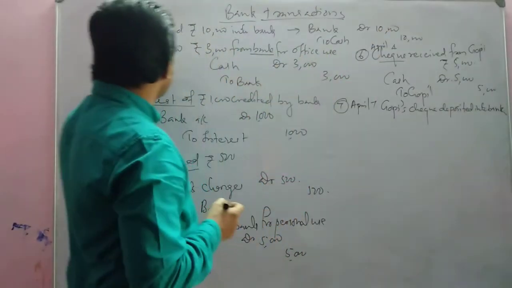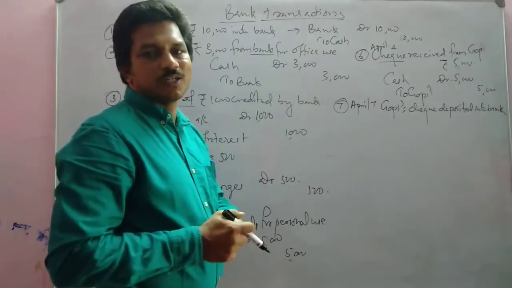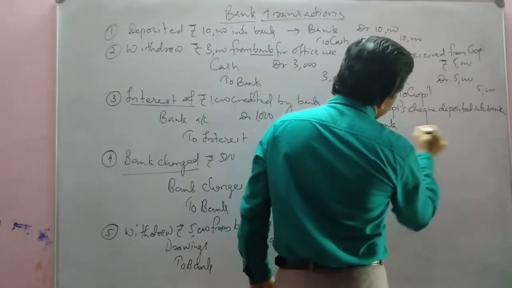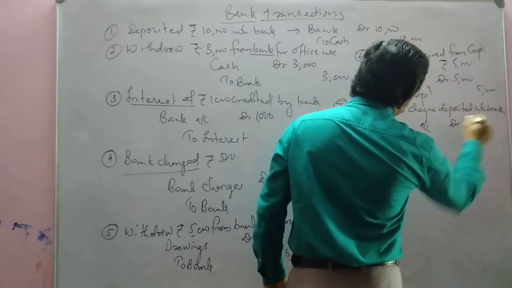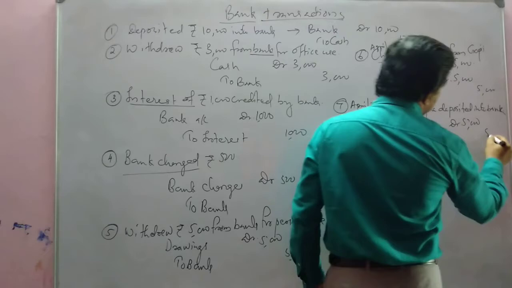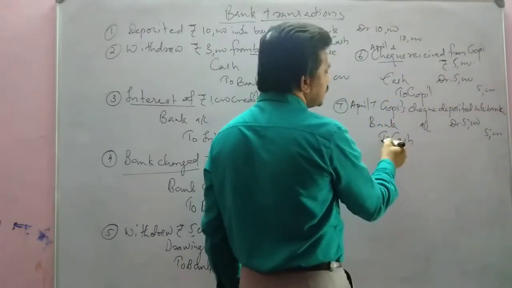Now suppose that cash is there with us and this cash is deposited into bank. If cash is deposited into bank, what will be the journal entry? Bank account debtor to cash. Bank is the receiver, so bank debtor, bank account debtor 5,000 to cash. Cash goes out 5,000. That means the cash we received here has gone out.